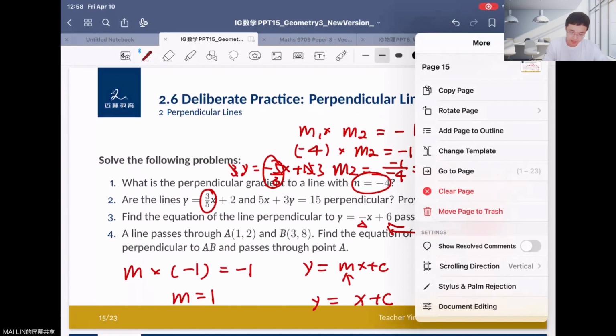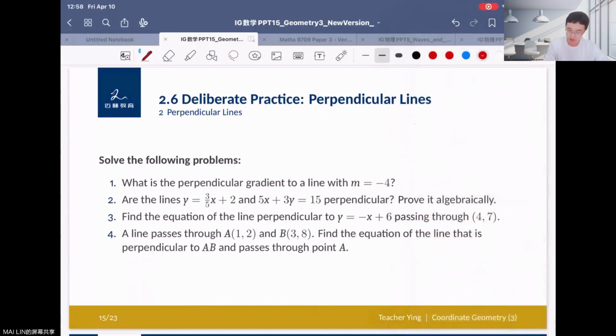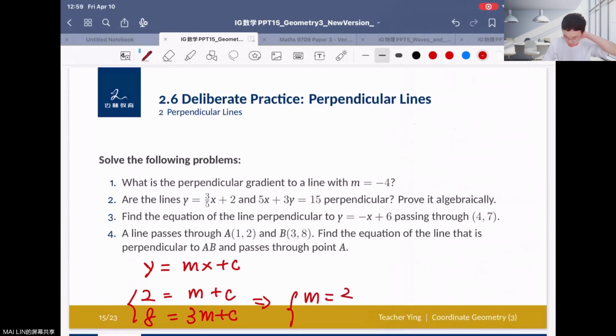And the last problem is that maybe the line is passing through A (1, 2) and B (3, 8). Find the equation of the perpendicular line, right? So first we can write down the equation of line AB, right? We assume y equals mx plus c, and then we put A's coordinates and B's coordinates into the equation, right? That is 2 equals m plus c, and 8 equals 3m plus c. You can make it a simpler form. That is m equals 3 and c equals negative 1, right? So line AB's equation is y equals 3x minus 1, right?